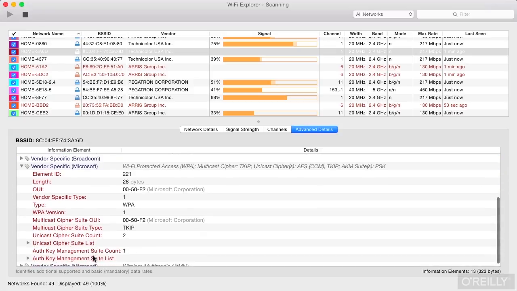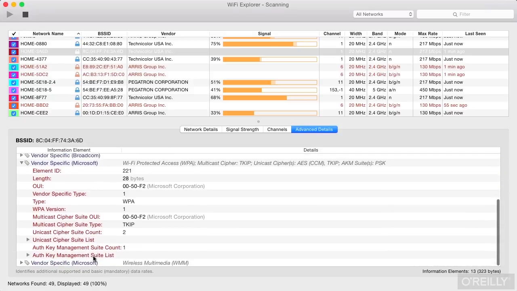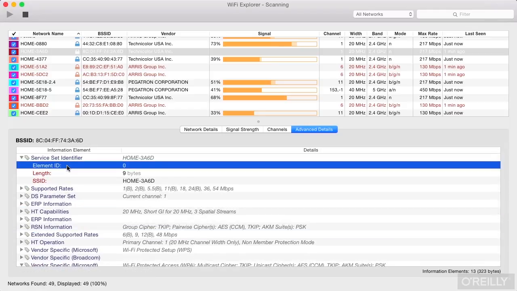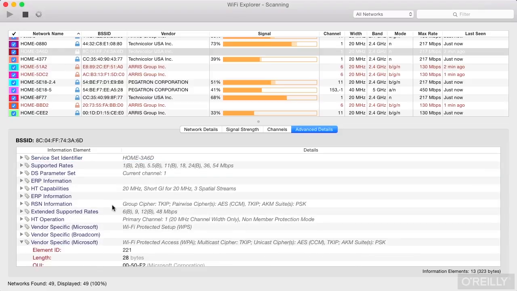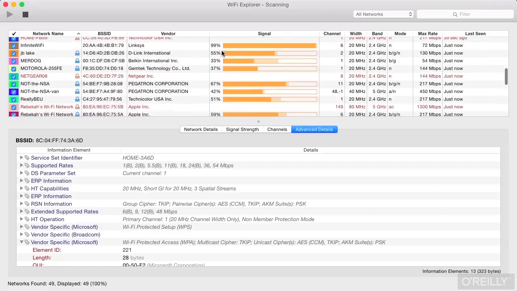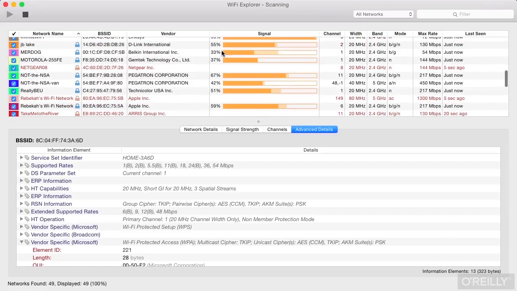And of course, I can pop any of these open. You can see the actual details of all of these and how it gets that specific information. Again, it's coming from the radio traffic that we'll actually take a look at in a little bit more detail coming up. So this is a really good utility if you're running macOS.